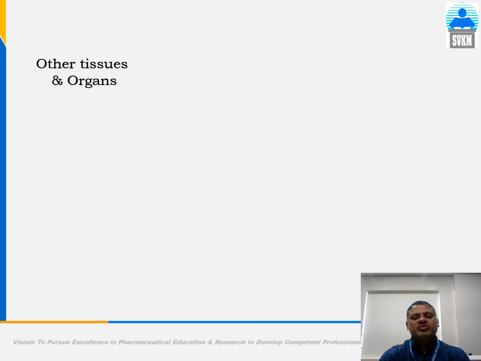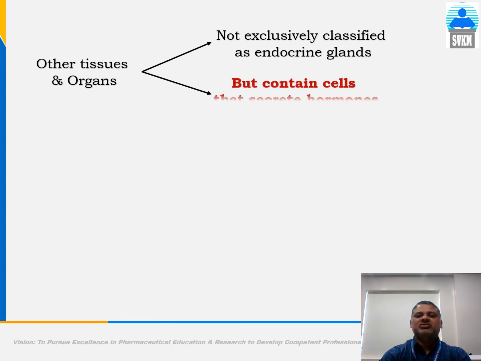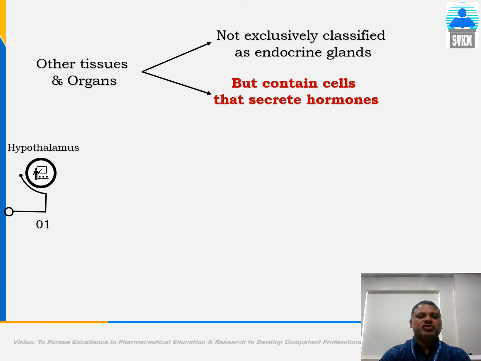Now there are some other tissues or organs that also release some chemicals. They contain cells that secrete hormones, but they are not exclusively classified as endocrine glands. Let's take some examples of these tissues.